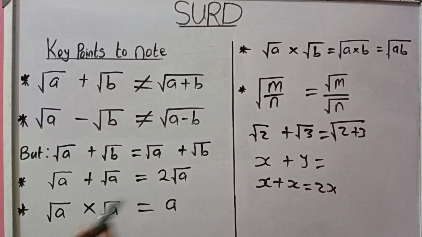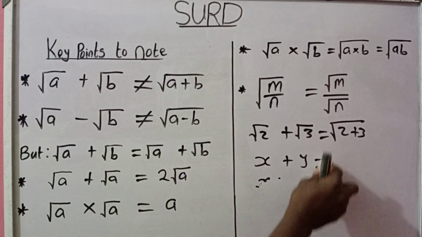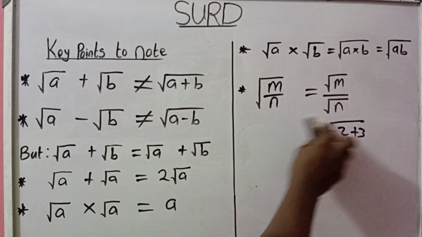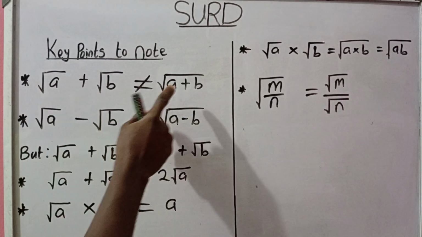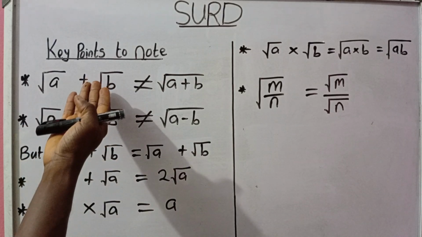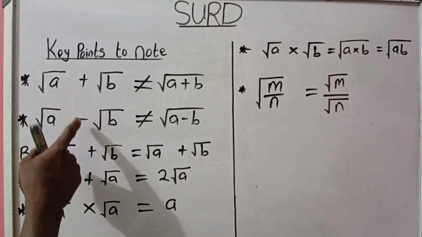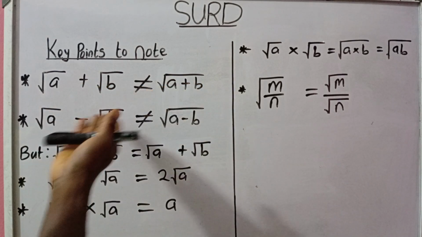But when you look at both of them here, they are unlike terms, so they can never come together. That's exactly what we're talking about in terms of the first point to note. The second point is similar to this, just like replacing the plus sign with a minus sign. So the same thing still applies here.